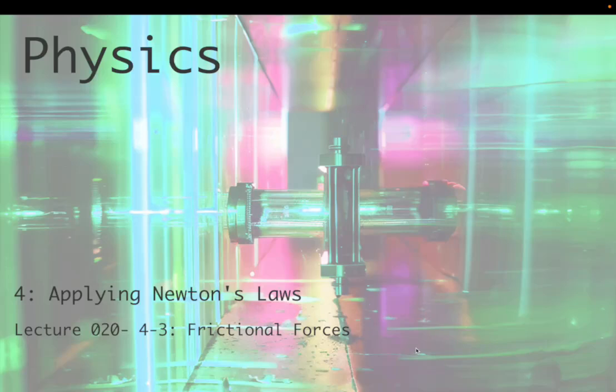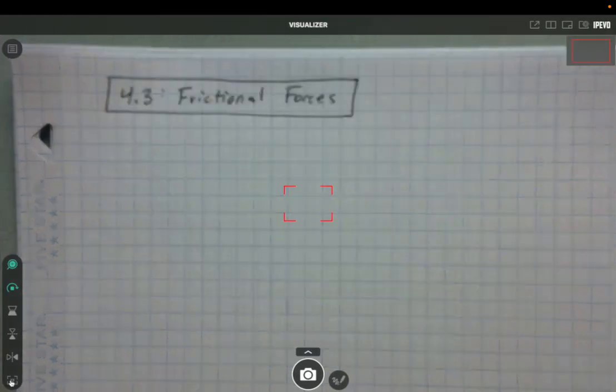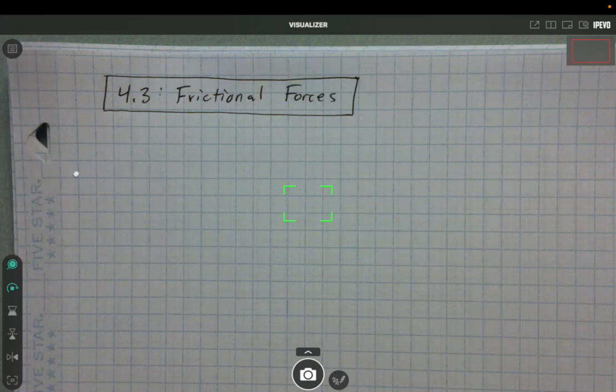This is going to be lecture 20 of the course, and in this section we're going to continue with our application of Newton's laws, and we're going to look specifically at problems that involve frictional forces. So let's go ahead and jump into it. We'll call this section 4.3 frictional forces.